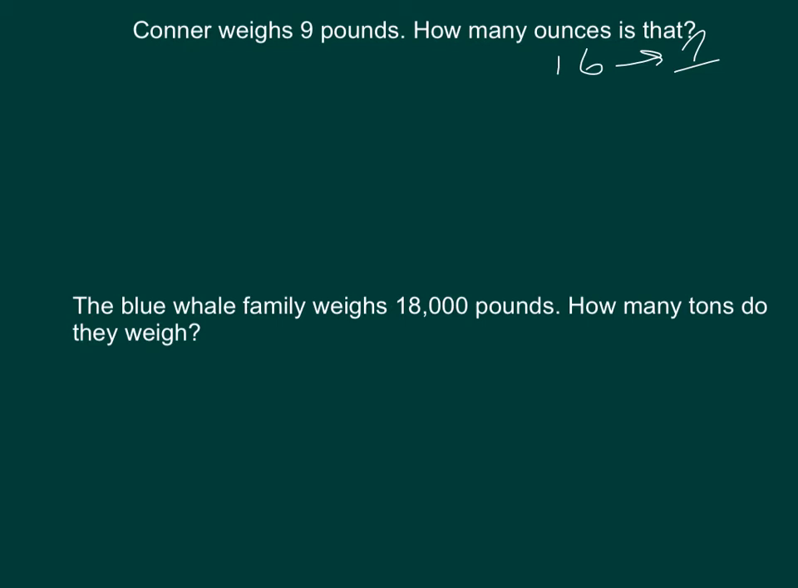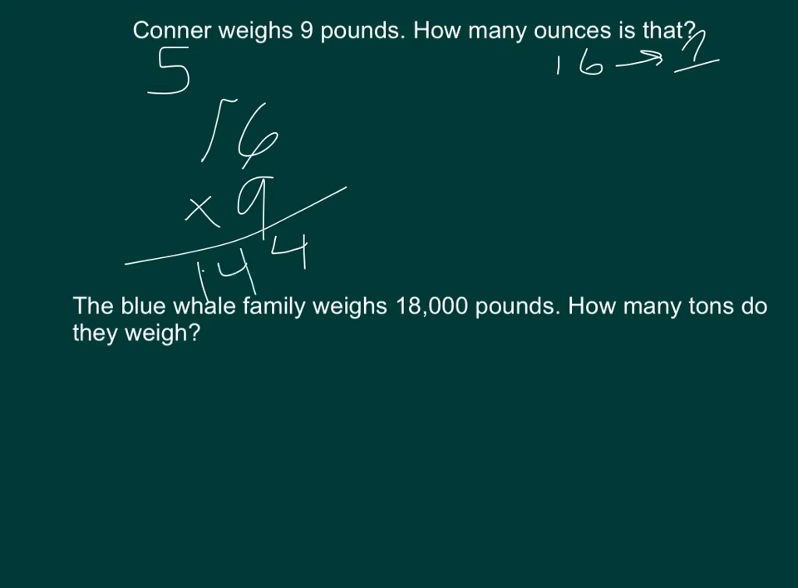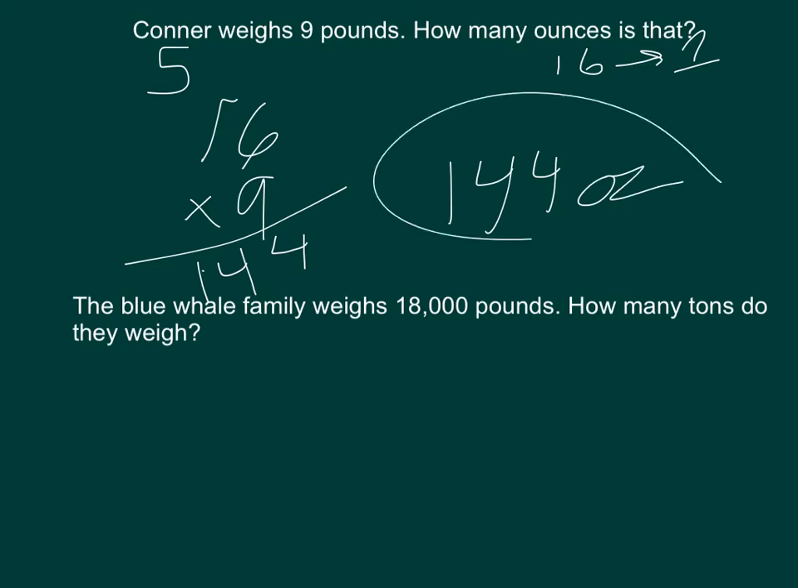I'll do multiplication. So I've got 16 times 9. Could do this traditional, or I could do a lattice box, or even I would be comfortable with you using a calculator for these. So I would have 54, carry the 5 up to the tens place value. 9 times 1 is 9, plus 5 would give me 14. So Connor would weigh 144 ounces. The abbreviation for ounces is OZ. So that's one way I could check it with a calculator and still get 144 ounces.